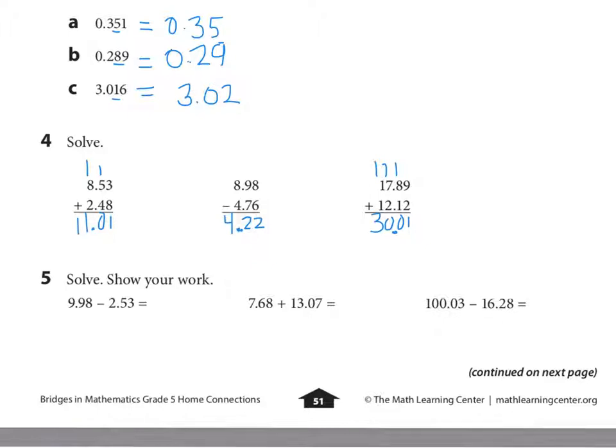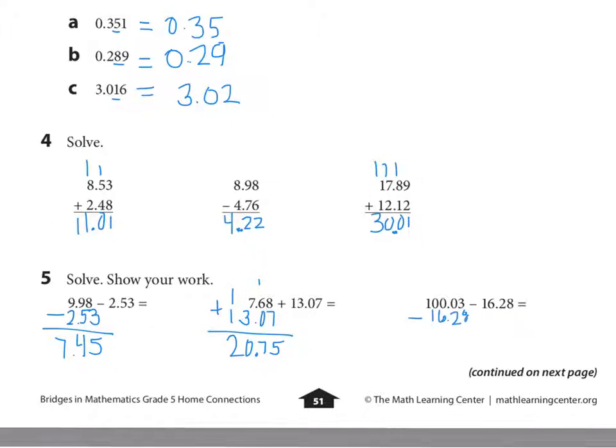Solve, show your work. I'm going to write the second number, the subtrahend, down below here because it's easy for me to subtract and add vertically. 8 take away 3 is 5, 9 take away 5 is 4, 9 take away 2 is 7, 7 45 hundredths. Here I'm going to add, again I'm going to write the number below to add vertically. 8 plus 7 is 15, 6 plus 1 more is 7, 7 plus 3 is 10, 1 plus 1 is 2, decimal point goes straight down, 20 7/100ths.